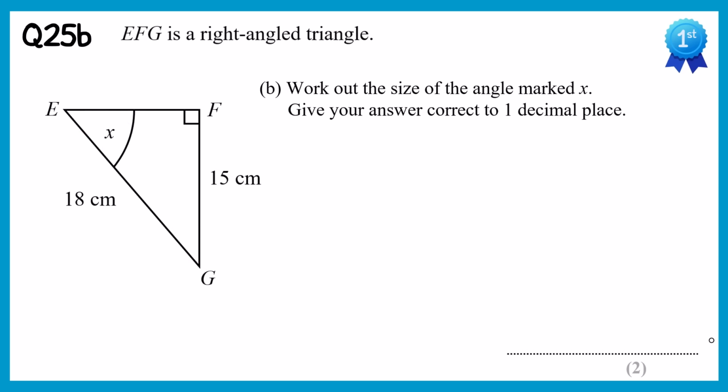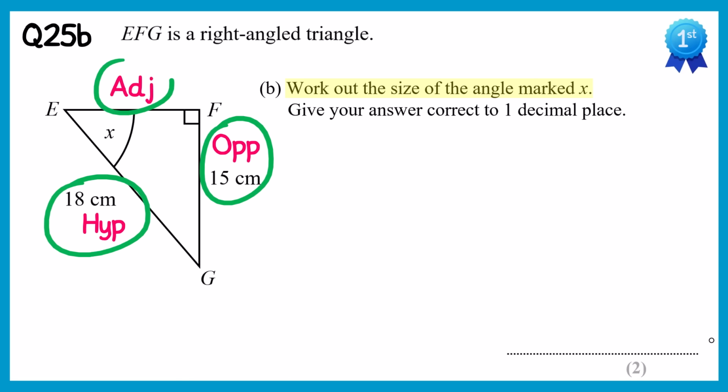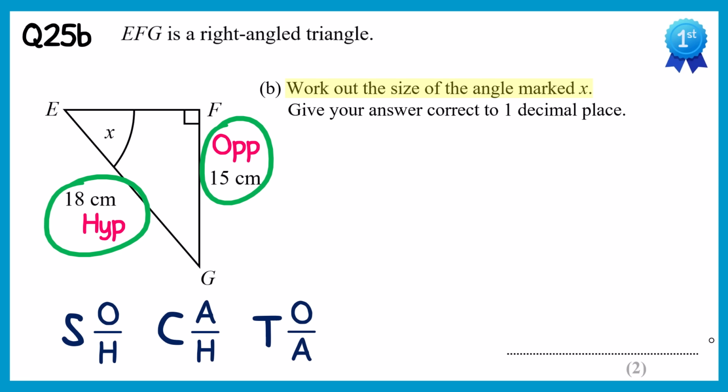In part B of the question, we're also using trigonometry, but this time we need to find the size of the angle. We'll start by labelling the triangle again. So the side opposite the right angle is the hypotenuse, the one opposite the angle in the question is the opposite, and the other one is the adjacent. This time we've got the hypotenuse and the opposite, but not the adjacent, so we won't need that one in this question.